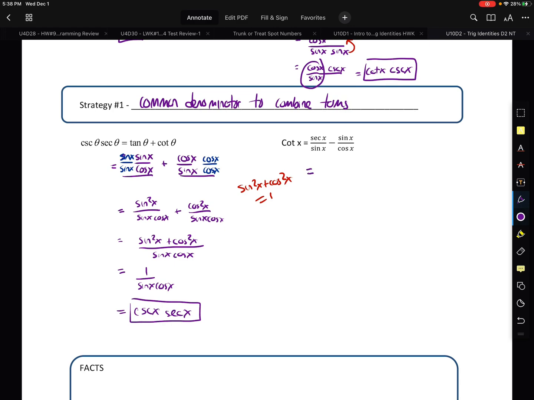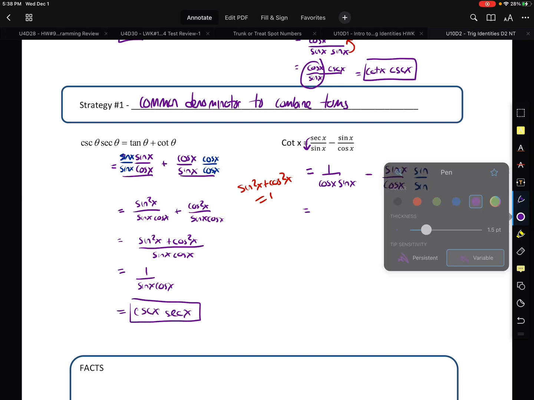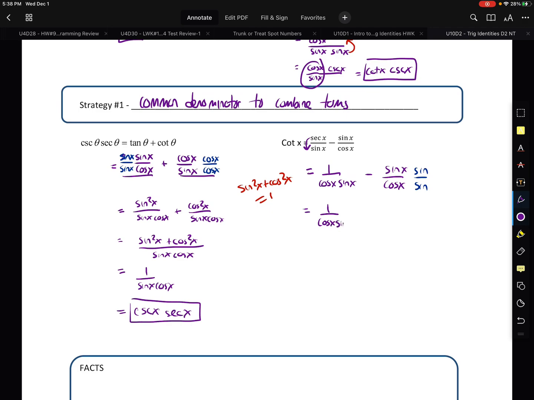All right, problem 2 over here. I could take the same route to start, but I do realize I could bring the secant down. If I bring the secant down, I have cos x sine x minus sine x over cos x. So I got it almost similar, right? So I got a cosine and then I got just a cos. So this would need a sine over sine. By doing that, 1 over cos x sine x minus sine squared x over cos x sine x. 1 minus sine squared x over cos x sine x.